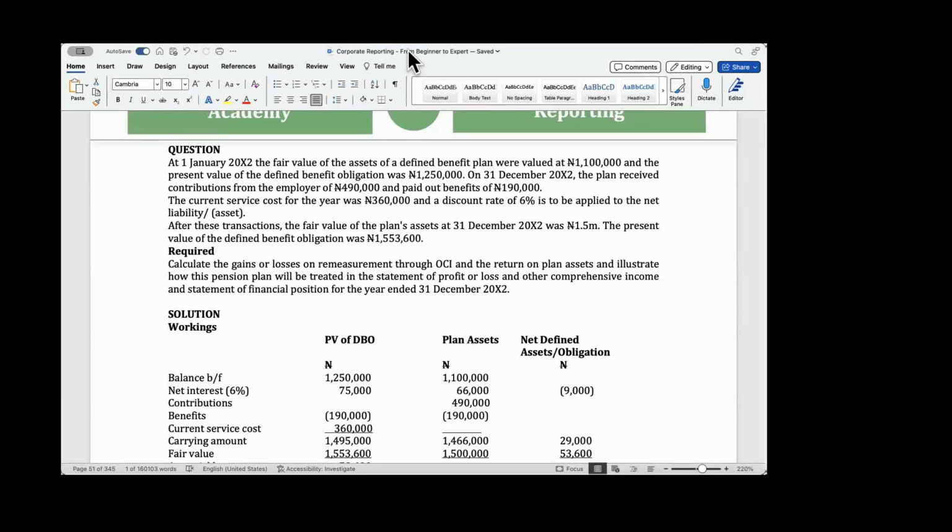Okay, I want to understand this workings better. For this current service cost, does it mean what the employer is expected to pay for the year?